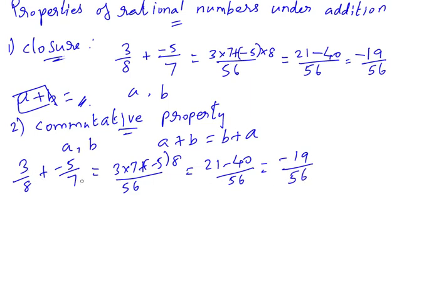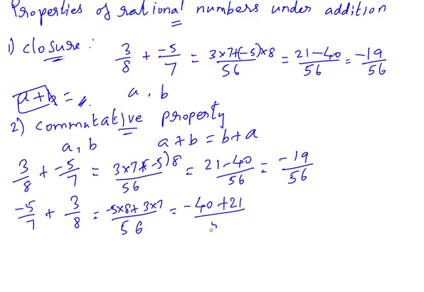If we exchange the numbers, that means if we write minus 5 by 7 first, plus 3 by 8, here also the LCM is 56. Here we need to multiply by 8 and here we need to multiply by 7. So, minus 5 into 8 plus 3 into 7 becomes minus 40 plus 21 by 56. The greater number's sign is minus; 40 minus 21 is 19, divided by 56. We are getting the same answer.